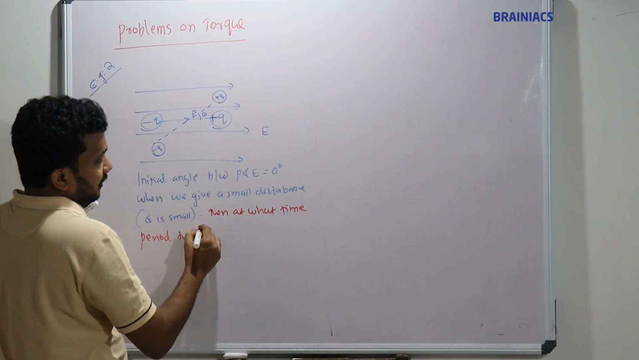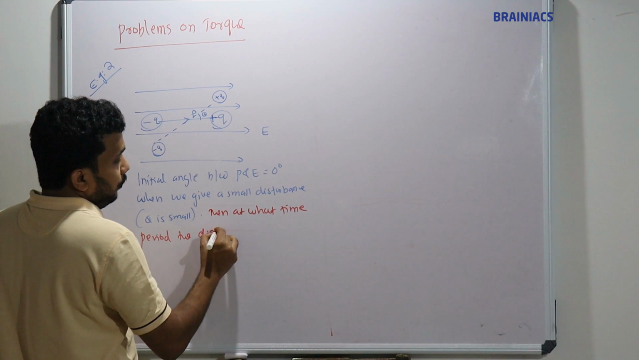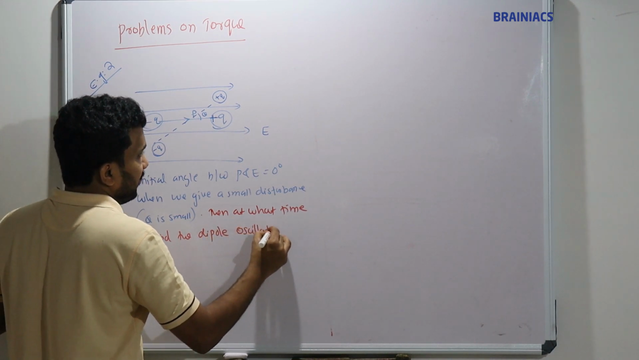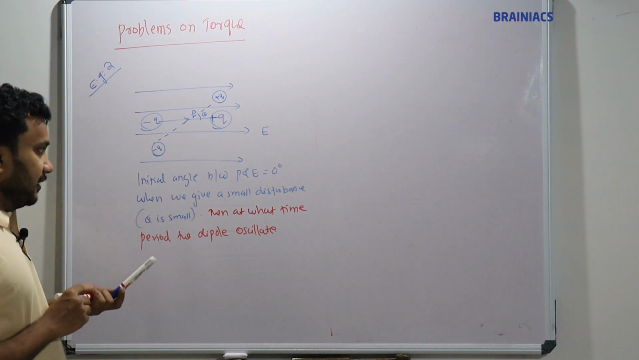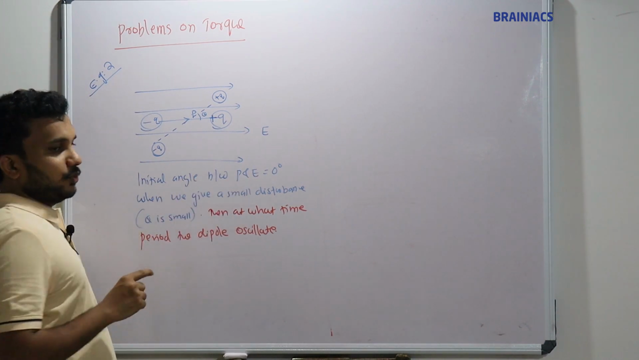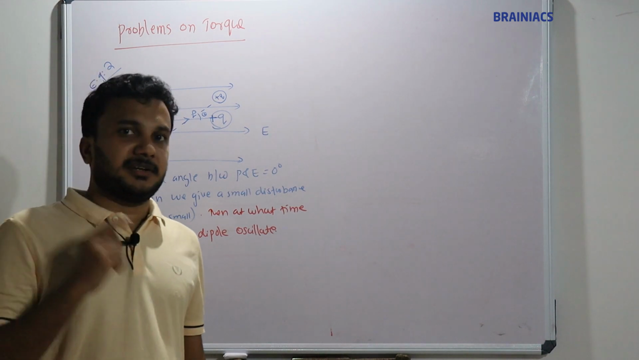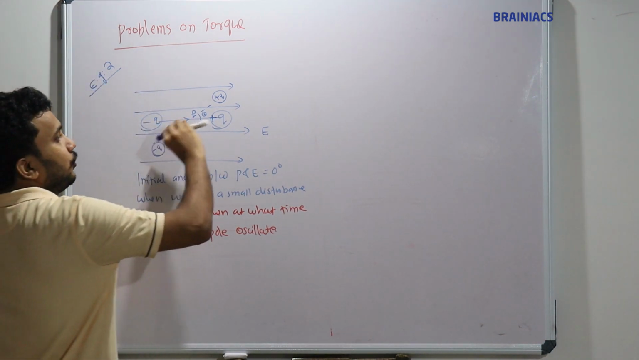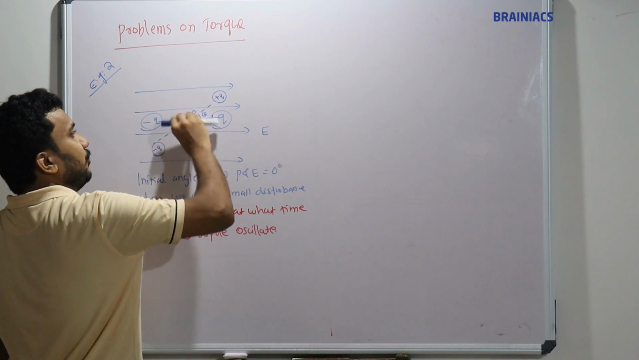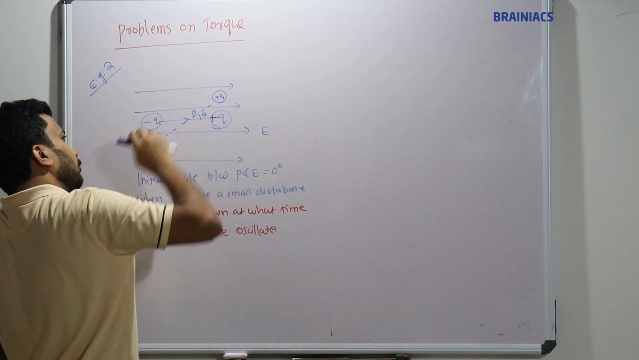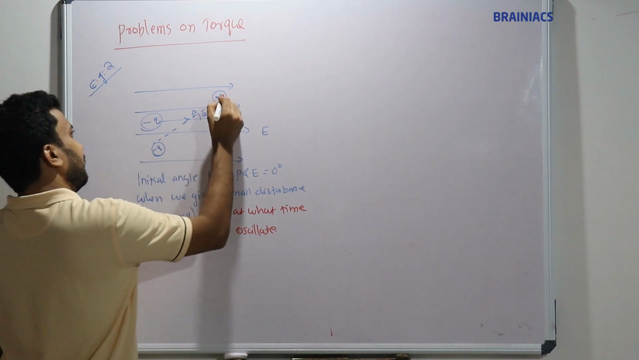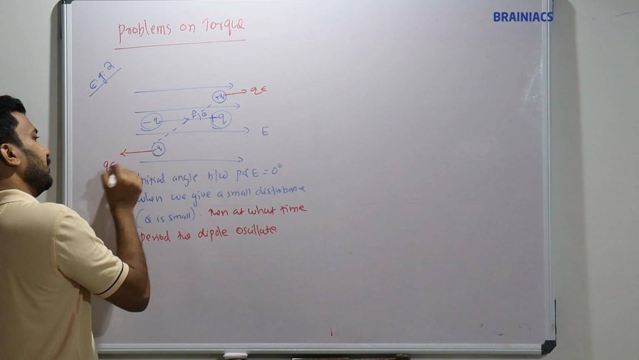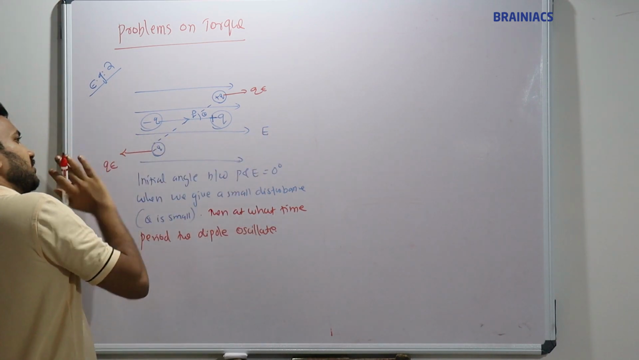will the dipole oscillate? When the angle between P and E is equal to 0 degree, that is called stable equilibrium. So in the stable equilibrium position, if I change this dipole, I just tilt it like this. So what will happen? There are two forces, right? F is equal to QE like this, and F is equal to minus QE like this, right? So F is equal to plus QE on the left.